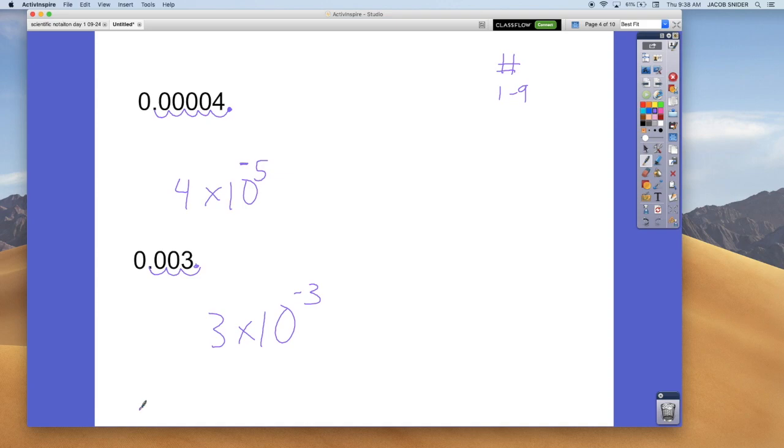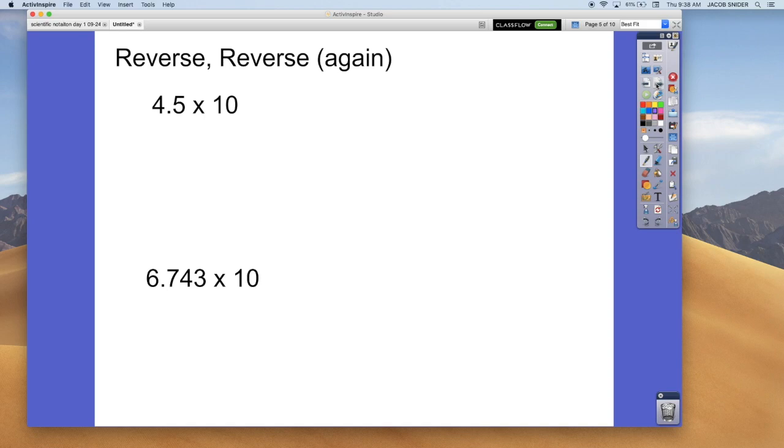So that was standard form to scientific notation. Now let's reverse, like we did yesterday. Okay? So here's what we got. Let's go ahead and make our exponent. Let's go negative 5 here. Let's make this one negative 8 there. All right. Go ahead and count those down for me. I'll give you a second. 4.5 times 10 to the negative fifth power.